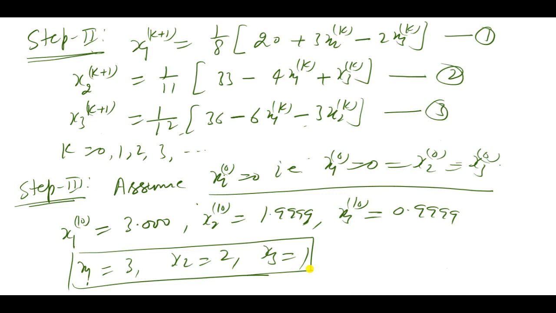Now in the next class I will explain the Gauss-Seidel method. The Gauss-Seidel method gives a better approximate result as compared to the Jacobi iteration method, under the same conditions that apply to the Jacobi method.